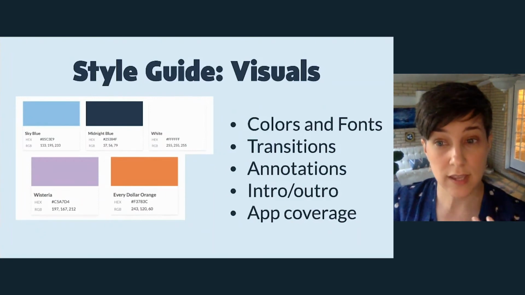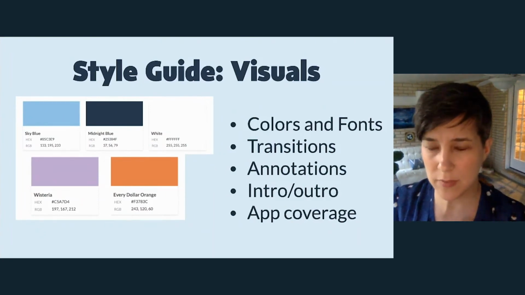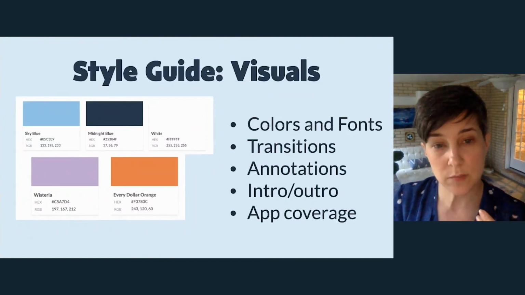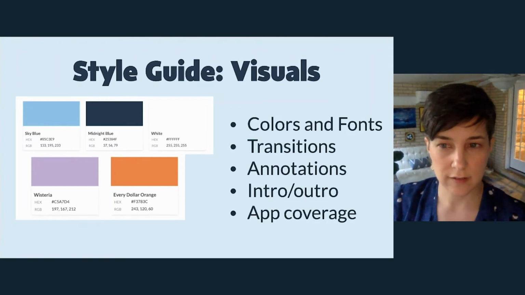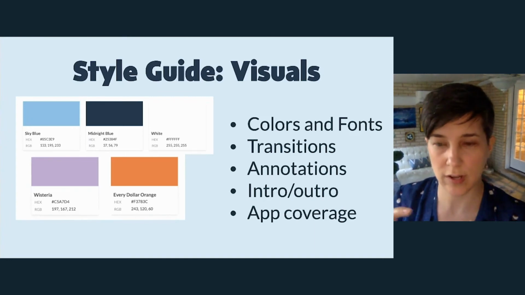Similarly, annotations and transitions, choose 1 or 2, maybe 3 different types. So for example, use a fade and a dissolve, but not a fade and a dissolve and a slide and another slide. Keep it consistent. Annotations, we use boxes around things we want the customer to pay attention to, and arrows to point to them. Very occasionally, a straight line. We don't do circles or triangles or stars or whatever.